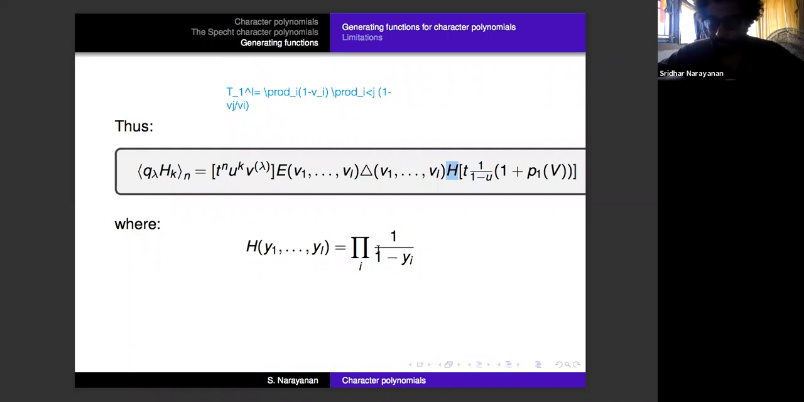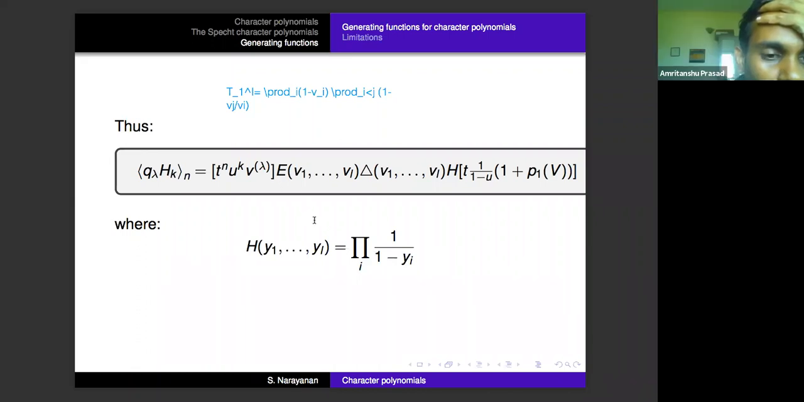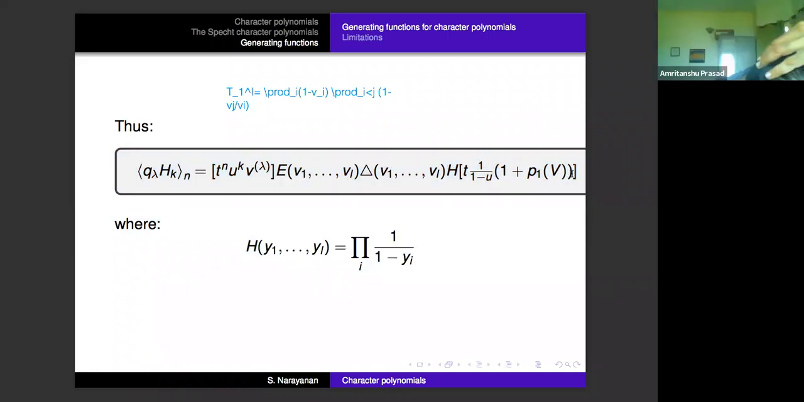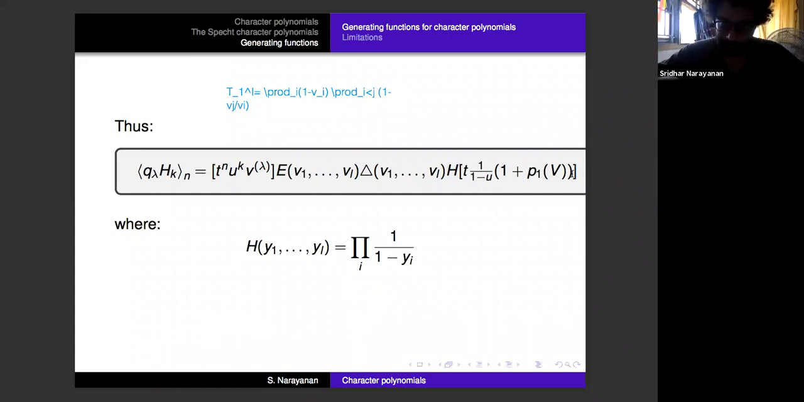So it'll be 1 over 1 minus t, 1 over 1 minus tu, 1 over 1 minus tu square, etc., which was what we originally had. Right. So, and then you can replace hk by s lambda finally? I'll get to that. I won't prove it, but I'll get to it. So this h is just recasting the denominator into something. It just follows from the definition of how plethysm works.